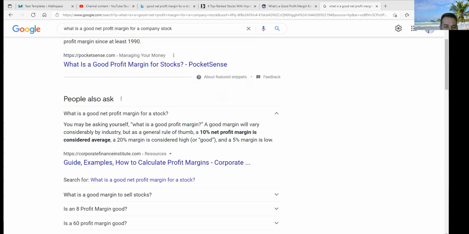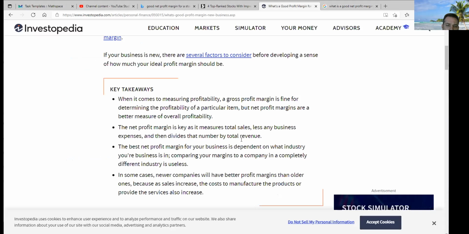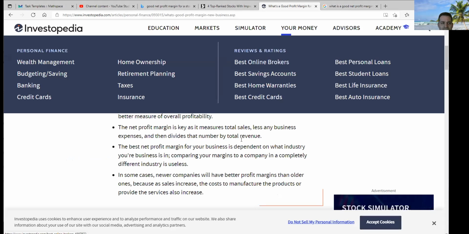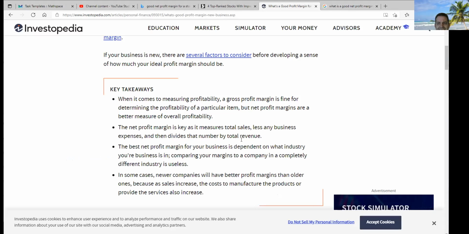So what is a good net profit margin for a stock? And again, you have a general rule of thumb. 10% net profit margin is considered average. 20% margin is considered high or good. And a 5% margin is low. And again, here, this is from Investopedia. And today, don't forget, we're focusing on the net profit margin.